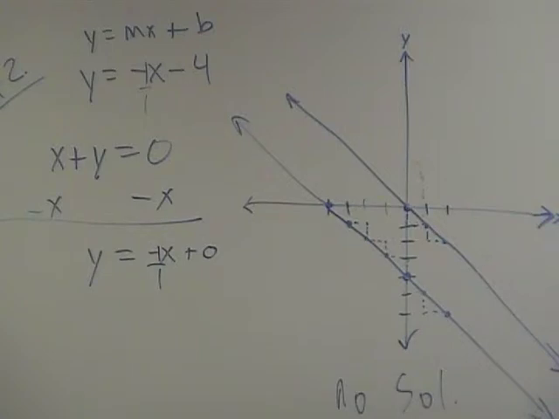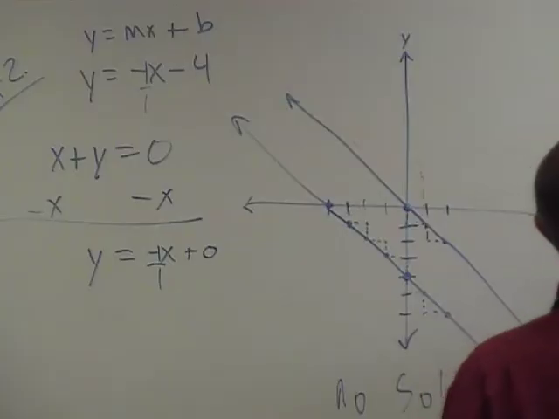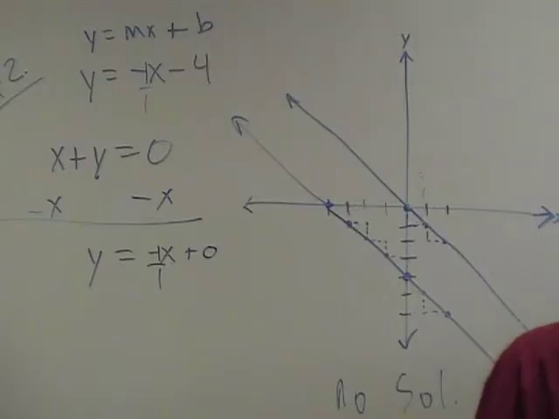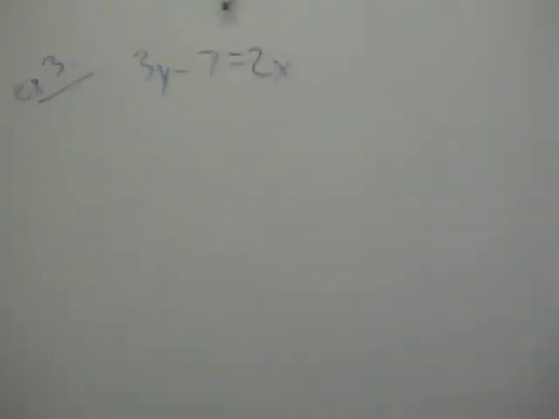All right. So here's what a problem would really look like. Example 3. 3y minus 7 equals 2x. Everybody graph that first. That means you've got to get y by itself. Don't freak out. Just get y by itself first. Do not use your calculators. You cannot graph if you're using your calculators.